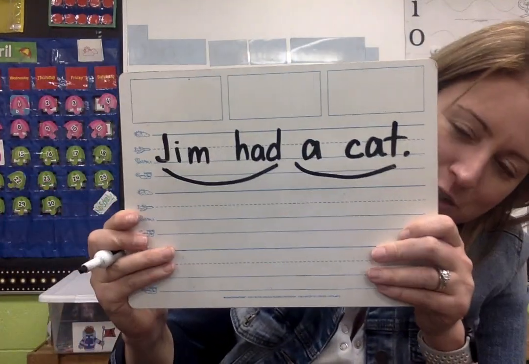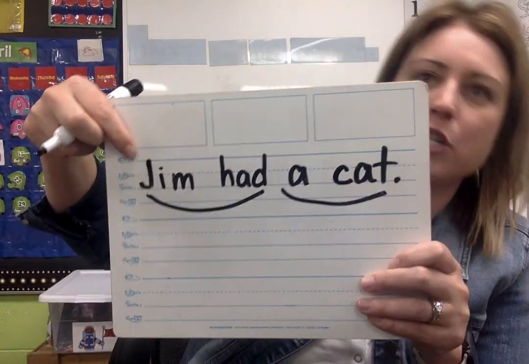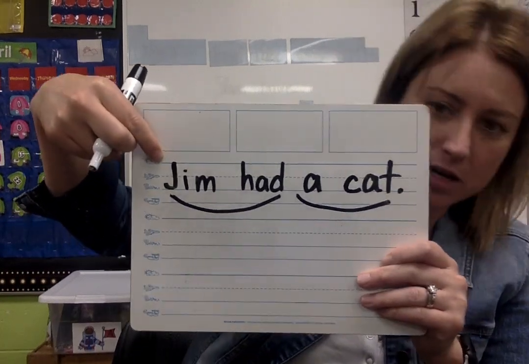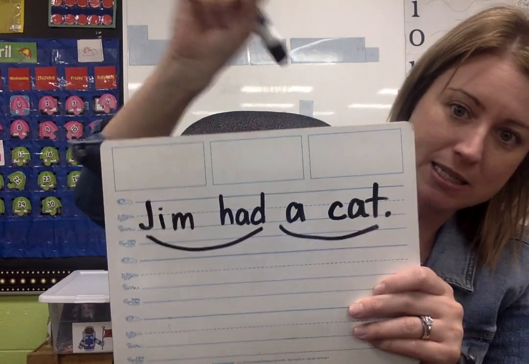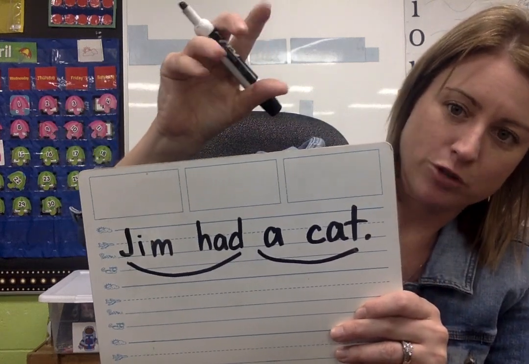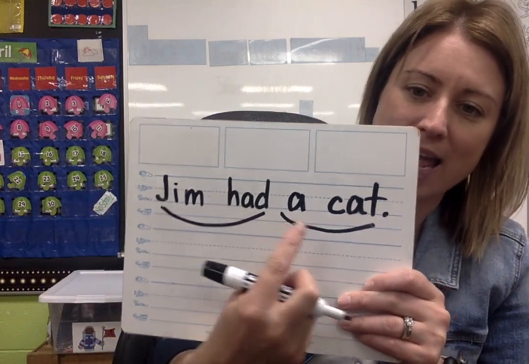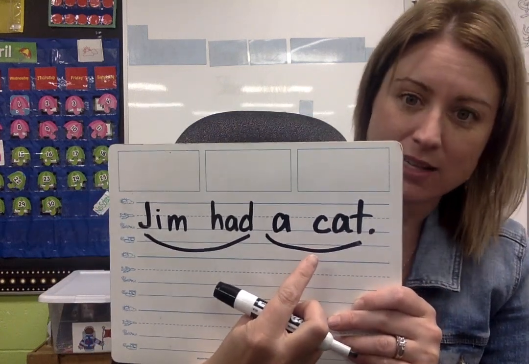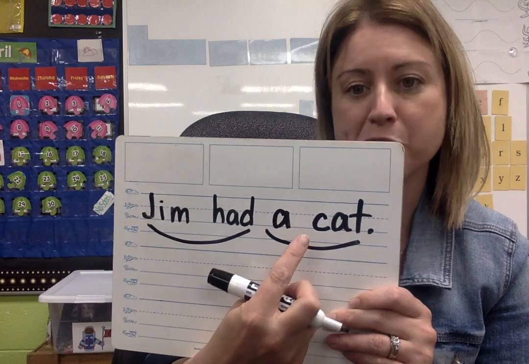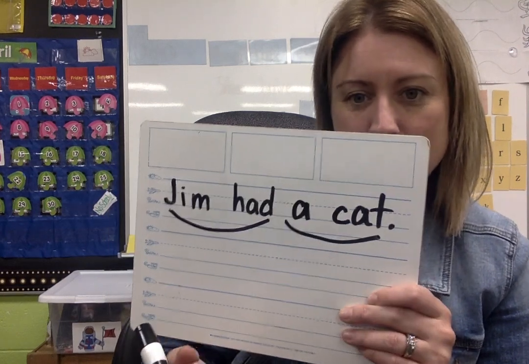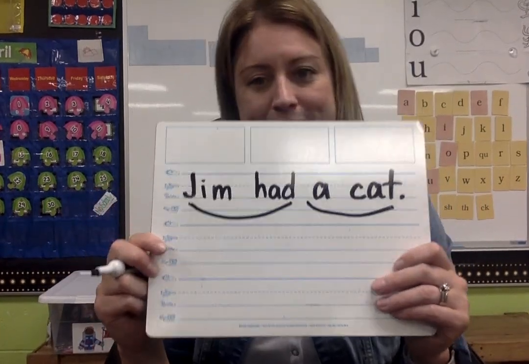There you go. Should look like that. Jim, I changed Tim to Jim simply by changing that first letter. So instead of Tim, t, I, m, I have Jim, j, I, m. Okay, Jim had a. And then for rat, I simply changed the beginning sound from at to cat, k, at. So I just changed the R to a C.